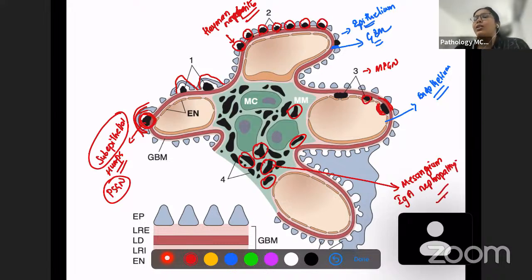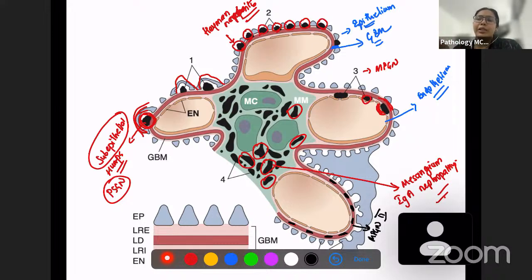Okay. So these are intramembranous deposits, another type of deposits which are present inside the membrane. This is the glomerular basement membrane, right? So you can see some deposits which are inside the membrane like this. These kind of deposits are seen in membranoproliferative glomerulonephritis type 2. Okay. So these type of deposits can also be seen. So these are the type of deposits which you have to remember.